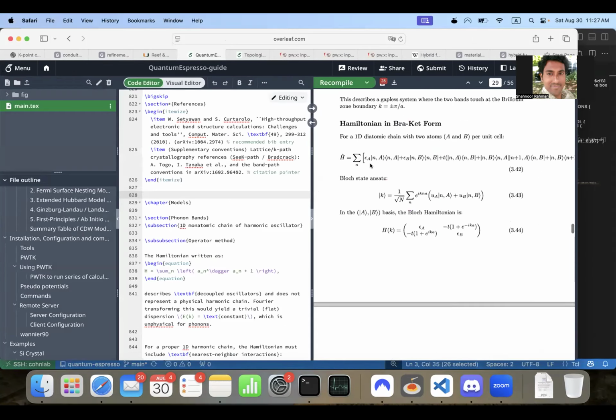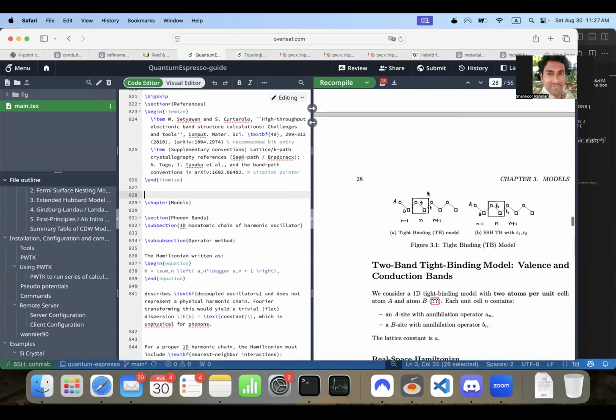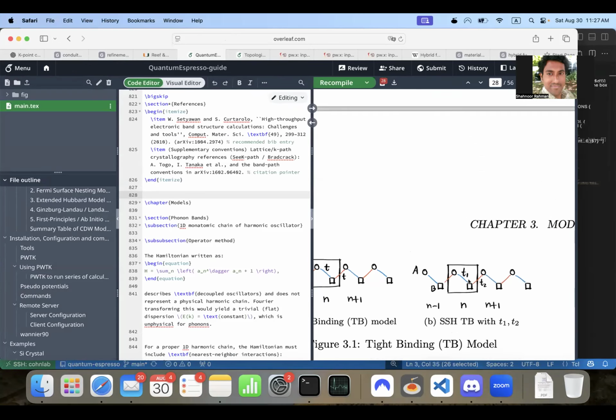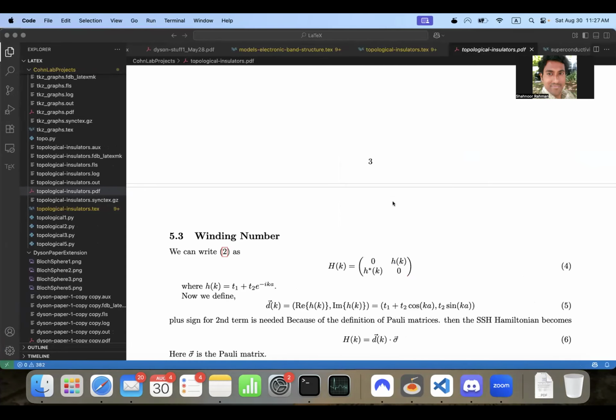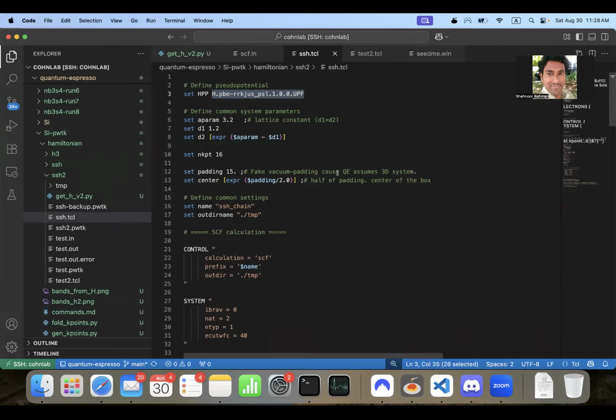T1 and T2 was the interaction strength between intercell atoms or intracell atoms. So here we have D1 and D2 that we just change the distance. That's how we tune those T1, T2 parameters in this case. And number of K points 16, some vacuum padding because in Quantum Espresso, they consider 3D system, but we want 1D system. So that's why we needed that.